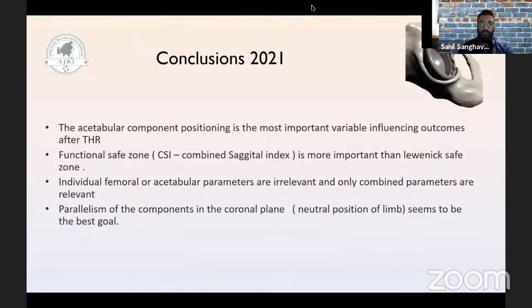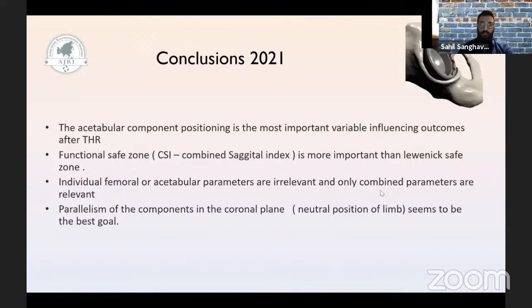The functional safe zone, otherwise called the CSI, or the combined sagittal index as described by Larry Dorr, is more important than the Lewinnek safe zone. We've been talking about the Lewinnek safe zone for the last 50-60 years. That's not valid anymore. Now we're talking about the functional safe zone. Individual femoral and acetabular parameters are irrelevant today. Only combined parameters are relevant. And there are three indices that I just talked about, which take the combined parameters into account.